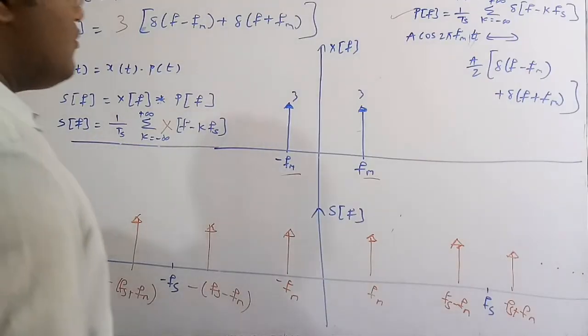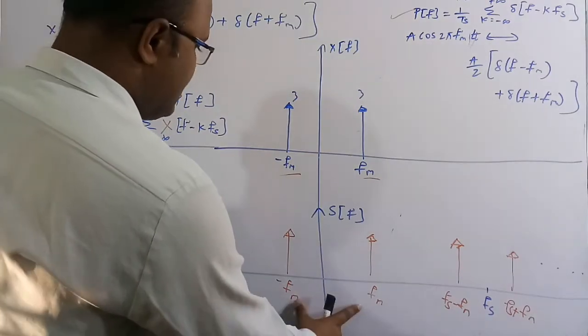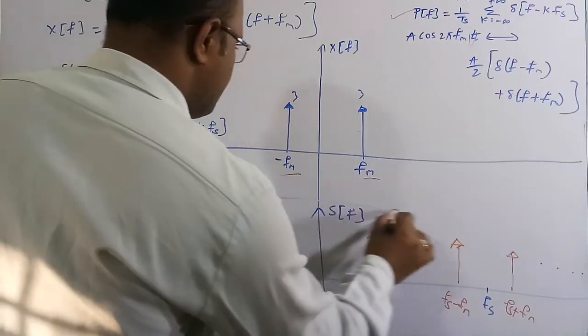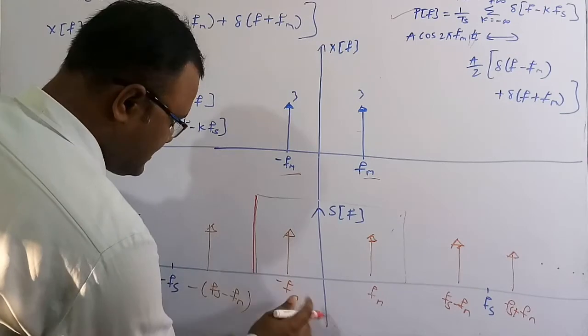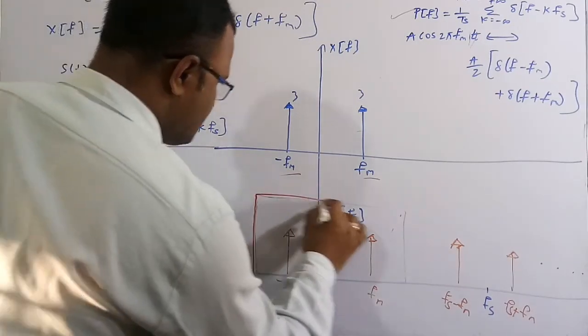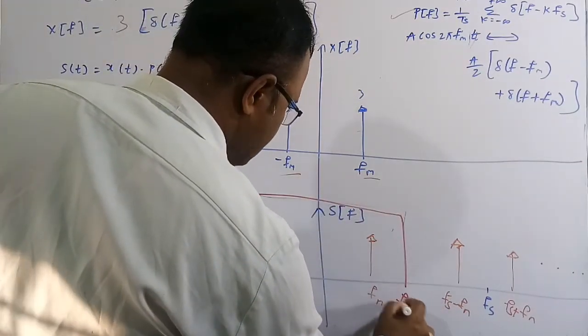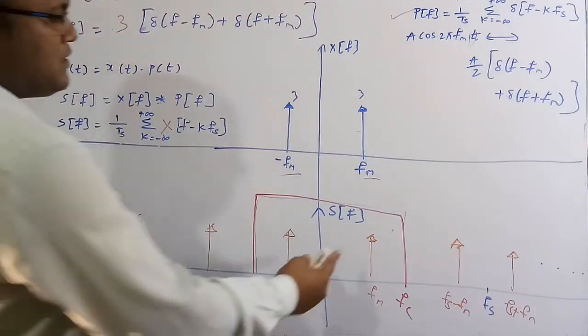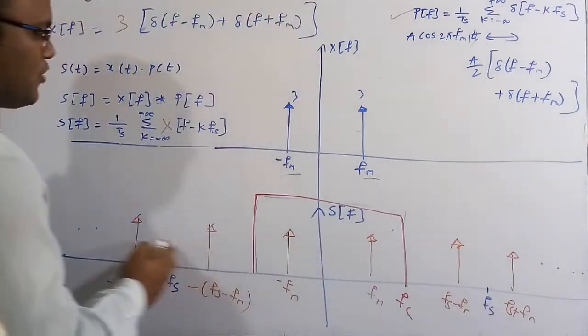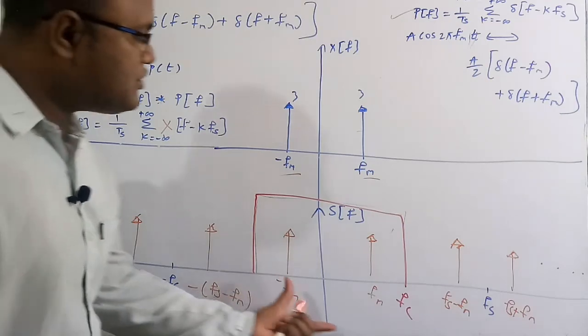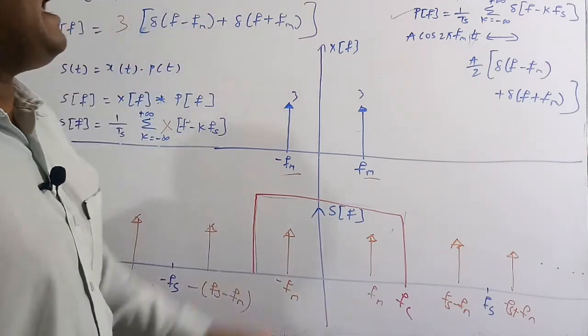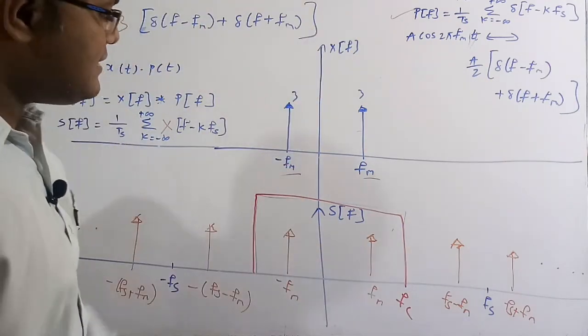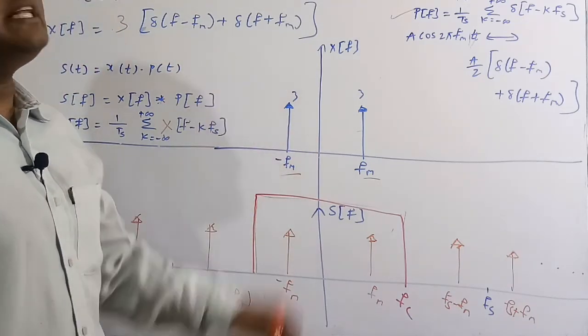So now, this is the original signal, right? I am going to use this low pass filter, and this is the cutoff frequency. If I take this low pass filter, all these other components I am not going to get at the output. Only these two frequency components I am going to get at the output of the low pass filter, and this is again the original signal x of t.